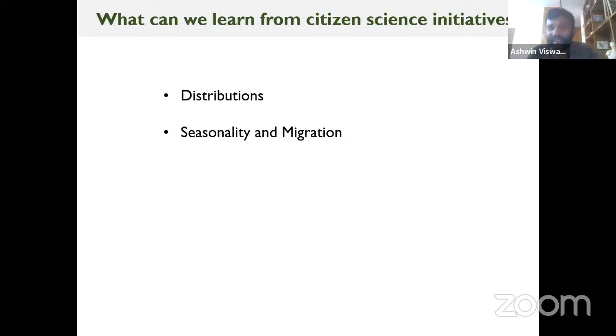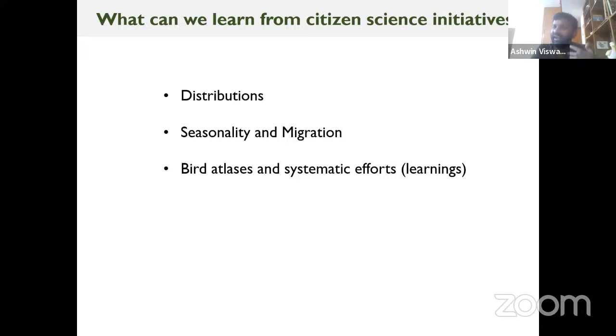And migration is something that you must have already studied in this course or must have read something about. There can be bird atlases and systematic efforts and learnings that come from those. Now, these are not from casual birding. Casual birding is when I feel like watching birds, I just go to my balcony, I note down whatever birds there are, and I upload it. Atlases and systematic birding is when you're following specific protocols. The protocol is that for 15 minutes, you have to watch birds in a certain area. That is a more focused kind of citizen science that also has many great learnings that come from it because you're following a fixed methodology.